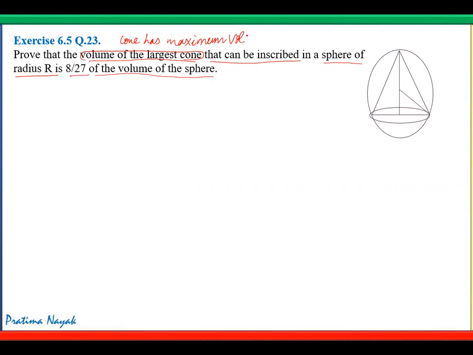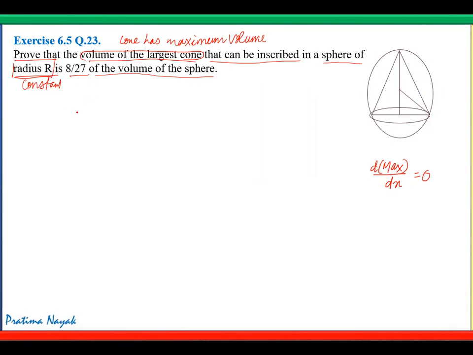And why are we writing maximum volume? Because we know that when anything is maximum, its derivative with respect to a variable is always 0. We are applying this concept. It will be inscribed in a sphere of radius r. So this radius r is given to us and it is always constant.